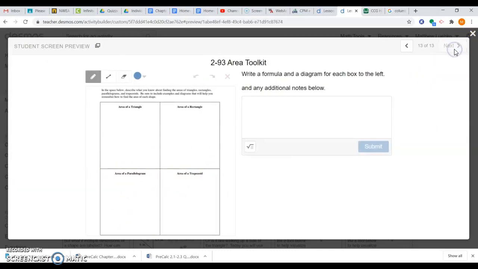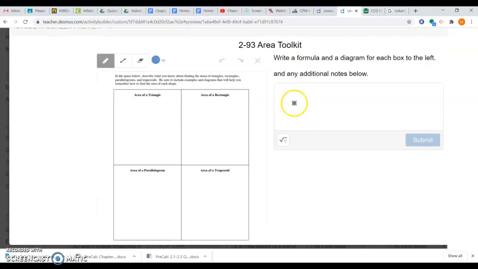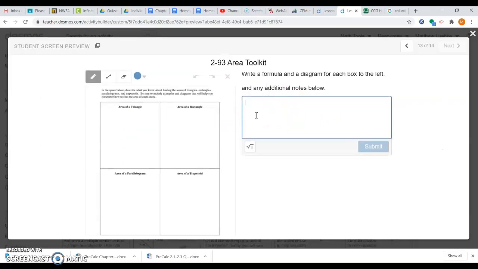Okay, then the last one, it's what I call the area toolkit. You are going to write in these 4 boxes the area of each shape. I like to zoom in so I can fit it in here a little bit better, but just write the area formula for each, or draw a diagram for each relationship or each area, and then if you have any additional notes, you can put them in the box here. Again, any questions on this one, any ones that you struggle with, please let me know. I'm happy to help and make videos.